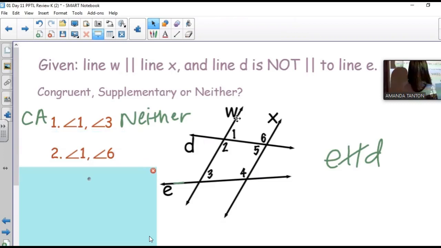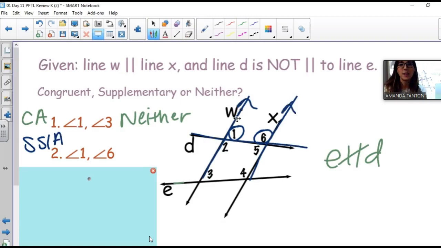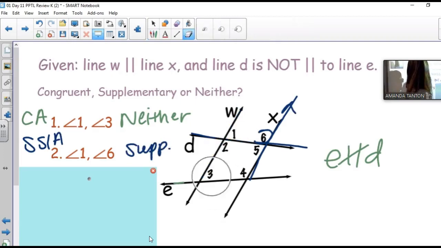Angles 1 and 6. Angles 1 and 6 are same side interior angles. Let's take a look at what lines we need to create those. To create angles 1 and 6, we need W, we need X, and we need D as our transversal. Since we know W is parallel to X, we can use the theorems we learned. The same side interior angle theorem says if W is parallel to X, then angles 1 and 6 are supplementary. Same side, supplementary. If we have parallel lines, which we do, so 1 and 6 are supplementary.